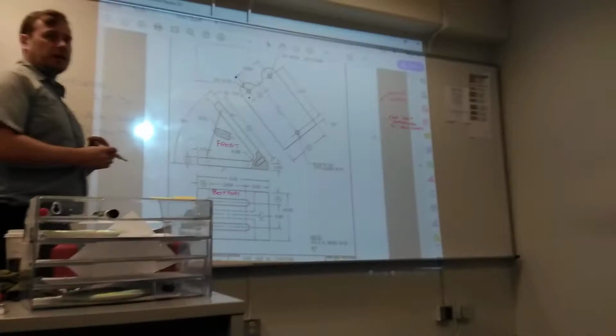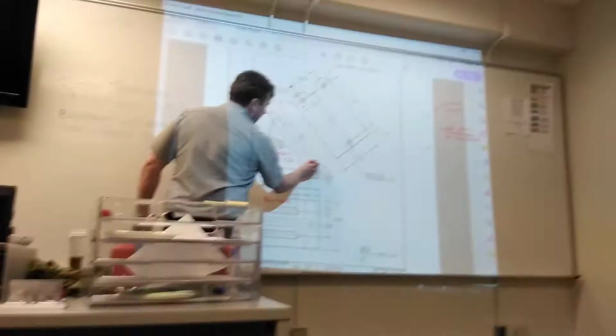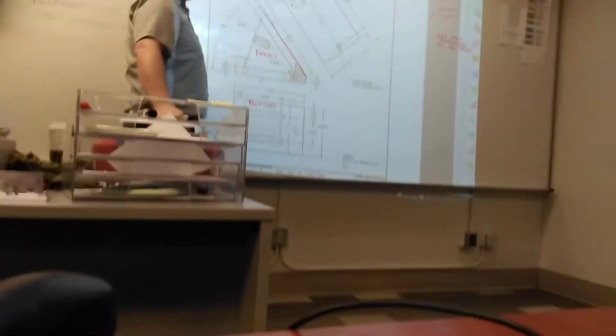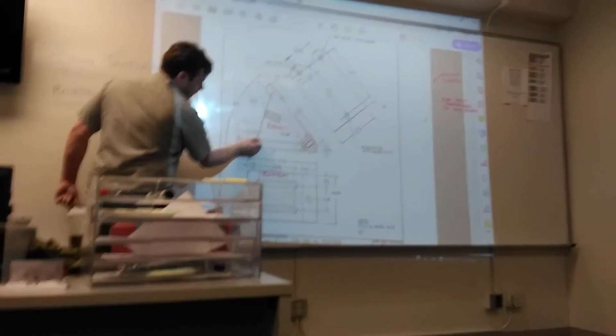View and not the top view. You wouldn't see anything. All you're going to see is that surface, and everything else is going to be hidden lines. But there's an important detail here. What do we have here?